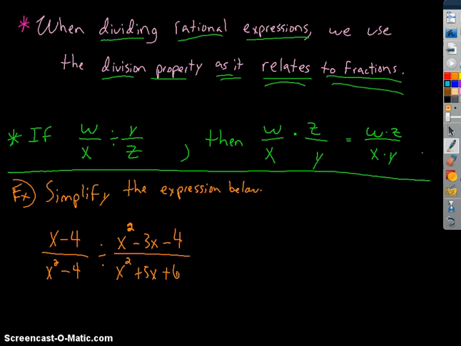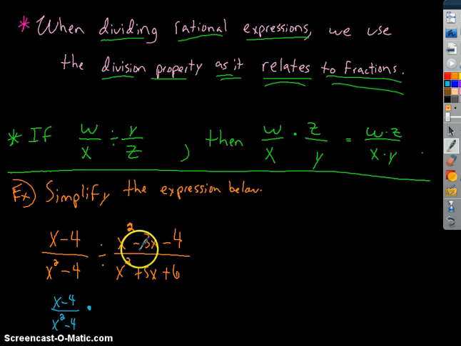Okay, so given this example, you want to divide this polynomial divided by these two polynomials. So basically you're going to first keep the first one the same, x subtract 4 all over x squared subtract 4. And truthfully, you can pause the video and try this on your own.